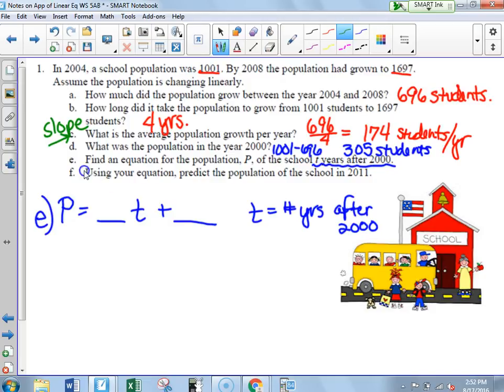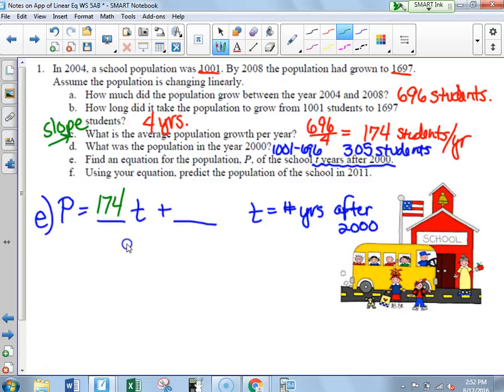Okay? It seems really complicated. I promise there's going to be a quiz and it's going to say average rate of change and half of you are going to go, I don't know what to do. I don't know what that means. Just remember the slope. Okay. What was it? 174? Okay.